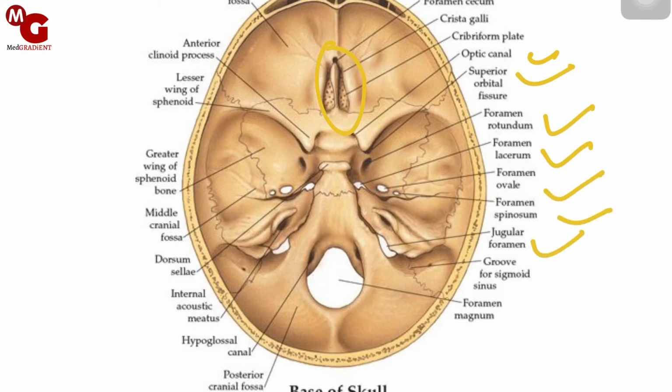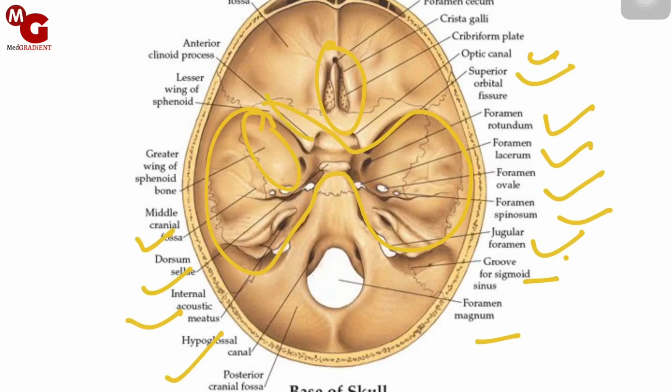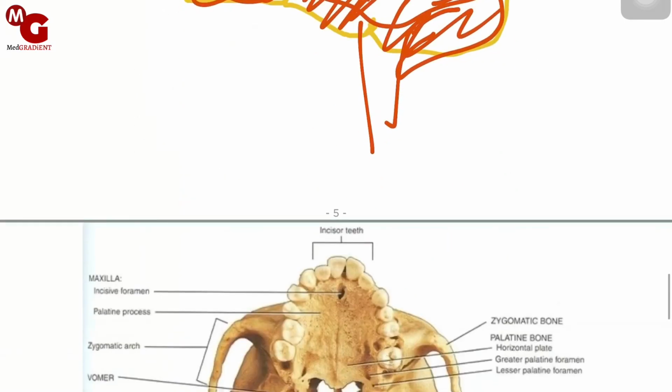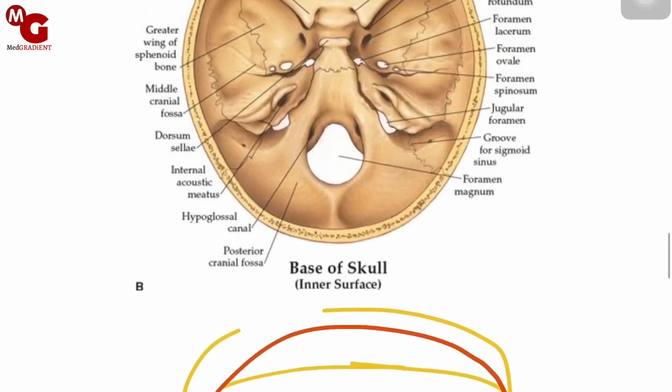Then you have the jugular foramen. Just beside the jugular foramen, you should find the hypoglossal canal the other way around. And then you have the groove for sigmoid sinus. You have the foramen magnum. Then you have the internal acoustic meatus and dorsum sellae. Now the greater wing of the sphenoid bone, the lesser wing of the sphenoid bone, the anterior clinoid process over here, the anterior cranial fossa over here. So this is what it is. So we have learned the base of the skull very understandingly. This is what we can see from inside.